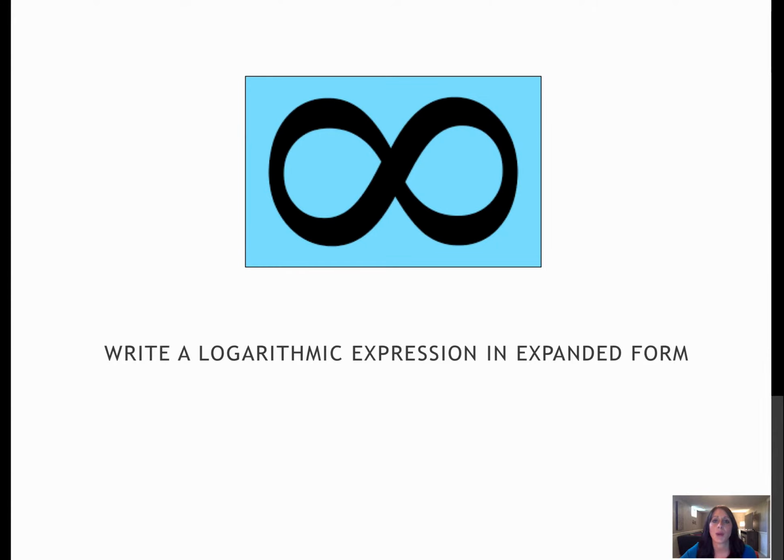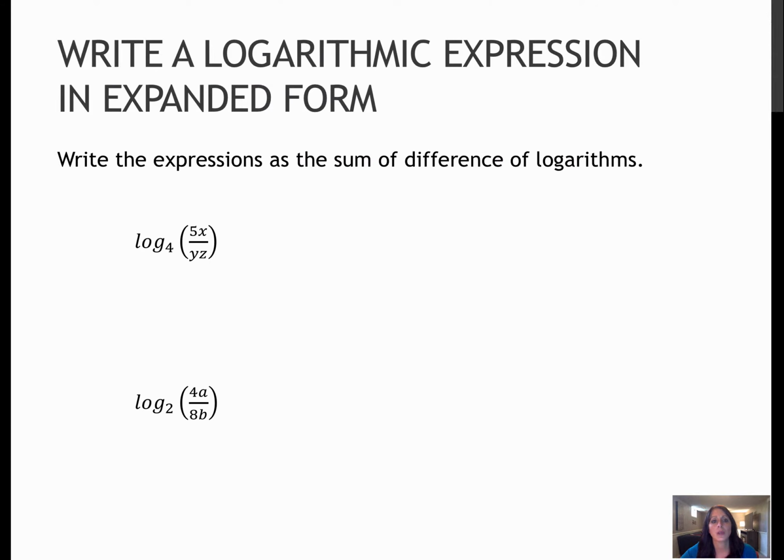We just went through the properties of logarithmic expressions, and so now we're going to write them in expanded form. So really what this is going to be is just putting together all of those things that we learned in the last lesson. So if you haven't watched that video yet, I would go back and watch that first. Here, I'm going to write them as the sum or difference of logarithms. And so notice I've got a product, I've got a quotient, I've got all sorts of stuff going on.